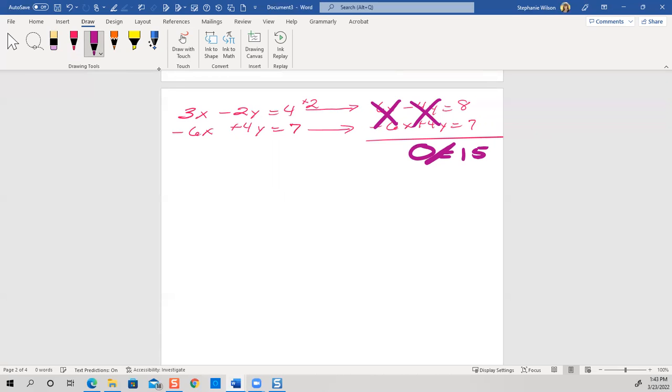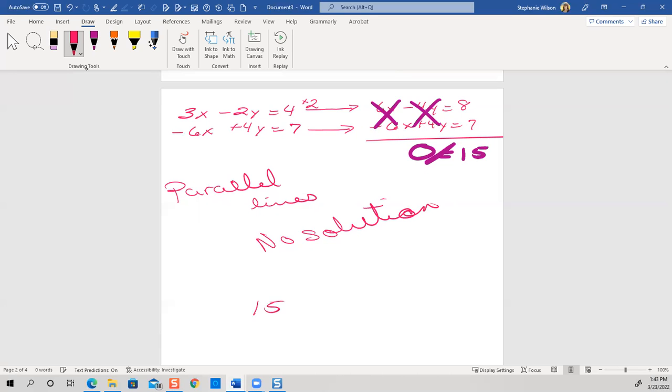Sorry, guys. And it's not equal. So if it's not equal, these lines are parallel. And they're parallel lines, and there's no solution. So remember, if those were equal, say it was 15 equals 15, then we would have said there's infinitely many solutions, and we would have said both lines were on the same line.